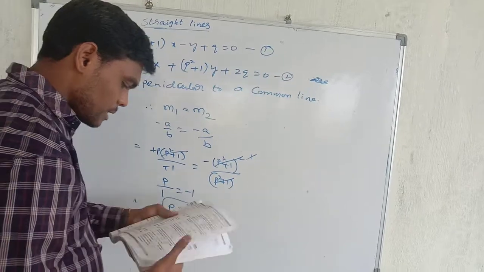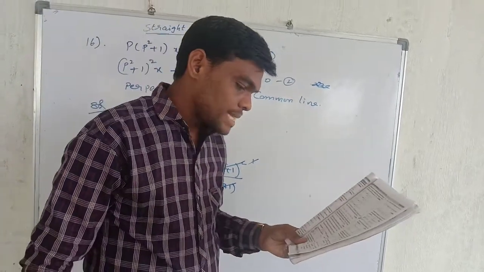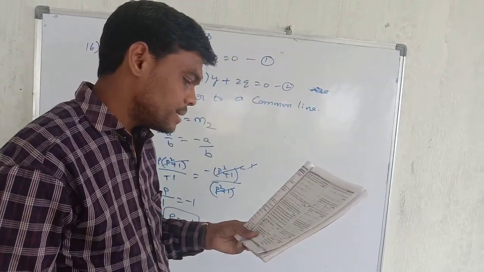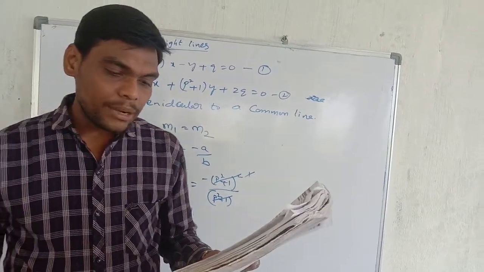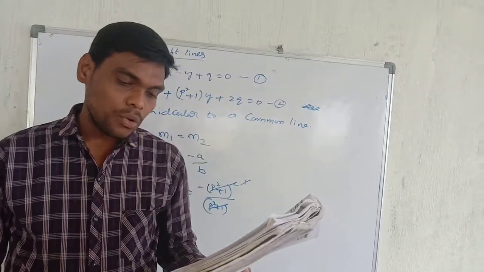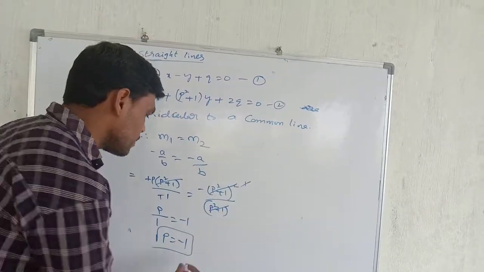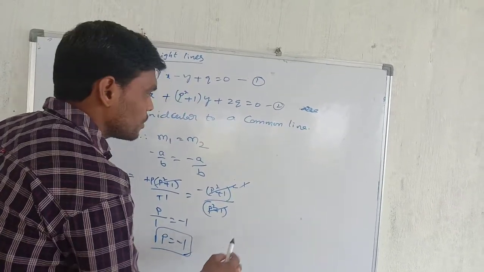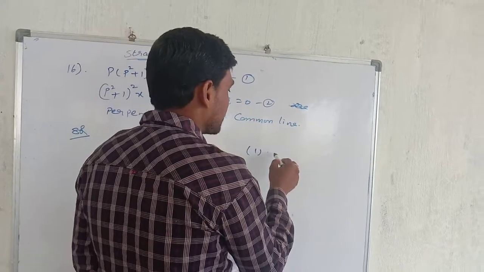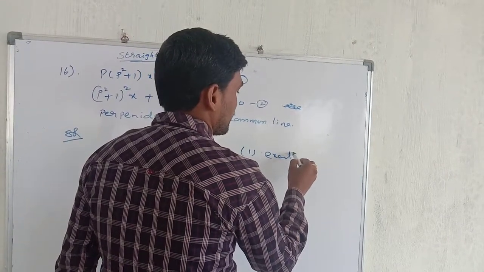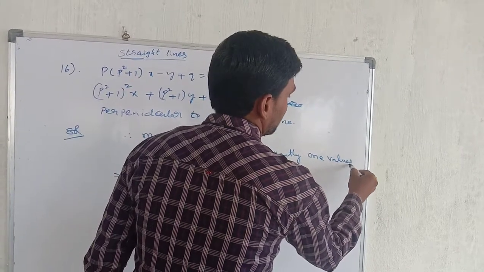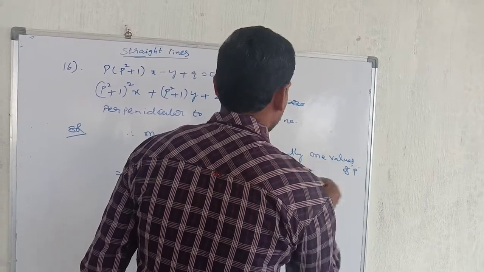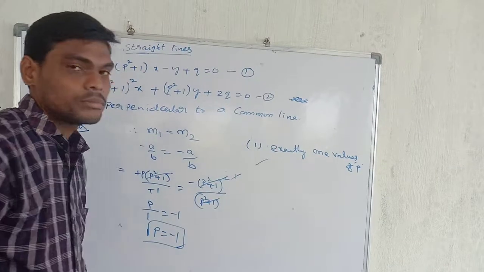Now we observe the options: first, exactly one value of p; second, exactly two values of p; third, more than two values of p; and fourth, no values of p. That means p is equal to minus 1 is exactly one value. Therefore the answer is the first option, exactly one value of p.